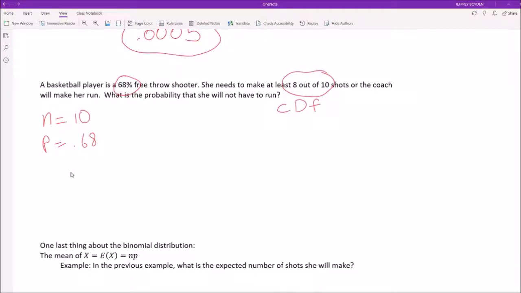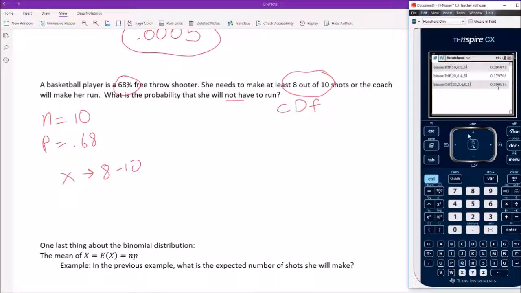So now my range, I'm going to go from 8 to 10 because all of those result in her not having the punishment, not having to run. So now we're just ready to type it in. We've laid out all of our groundwork.